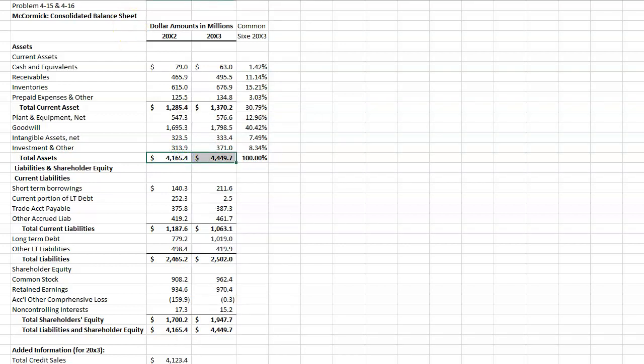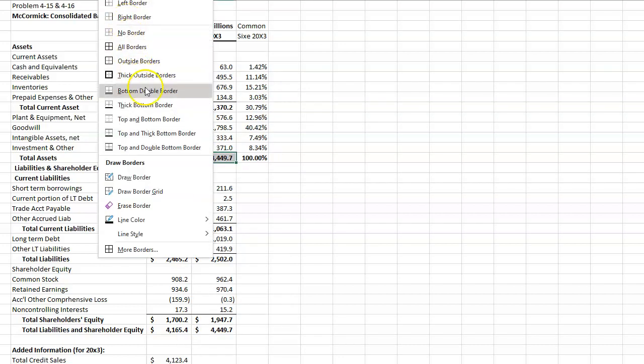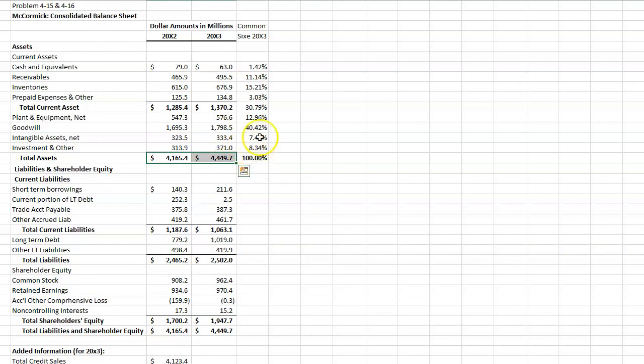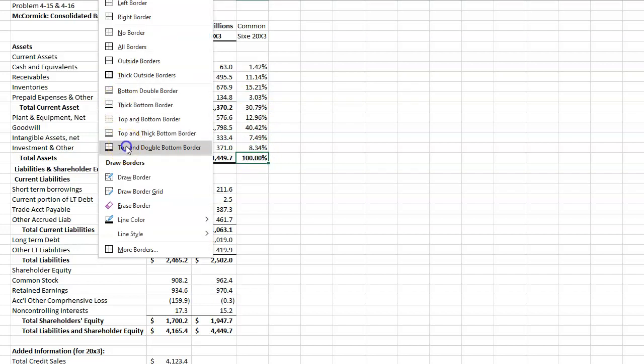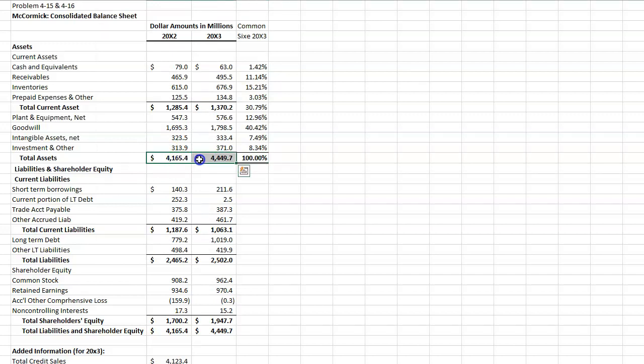And these both need double underlines because they're totals. The 100% needs it as well. And actually what it needs is this one, and this needs a bottom border. Okay, so this tells us what percent each of these assets are of the total assets.